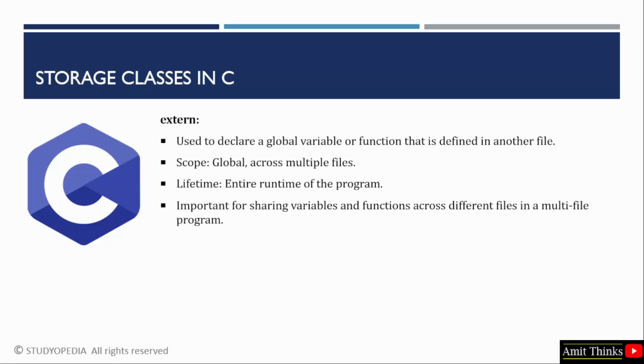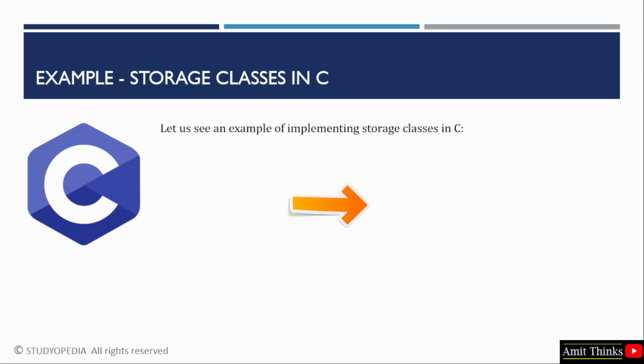The last storage class is extern, that is external. It is used to declare variables that are defined elsewhere in the program. Variables must be defined outside all blocks. The scope is global, that is across multiple files, and it will exist till the program terminates. Now let us see an example to implement all these four storage classes in C.